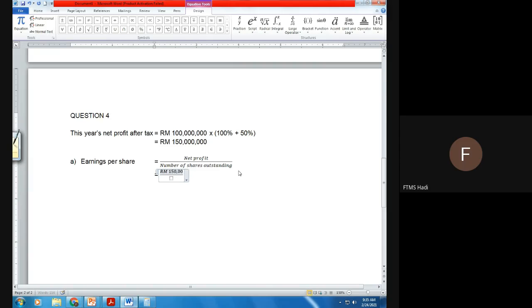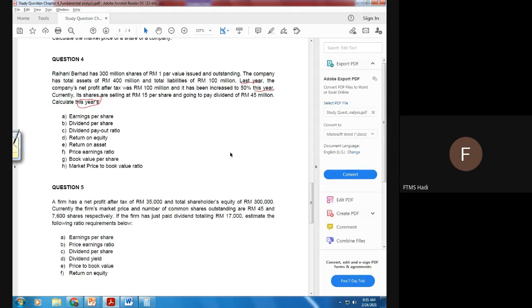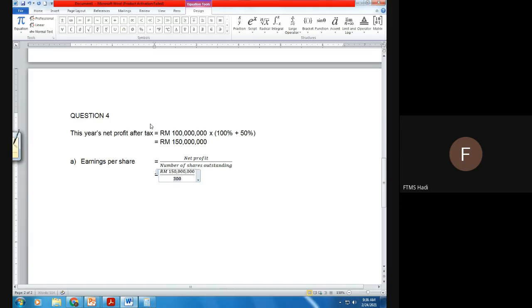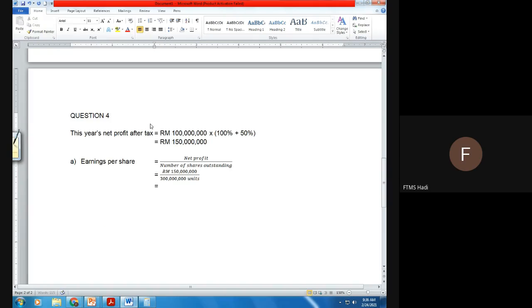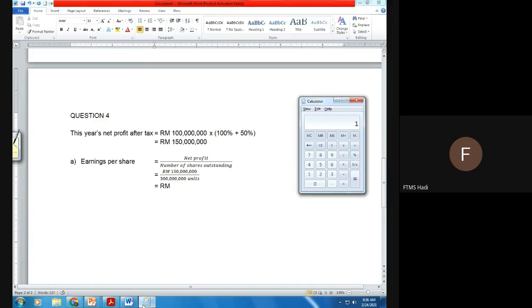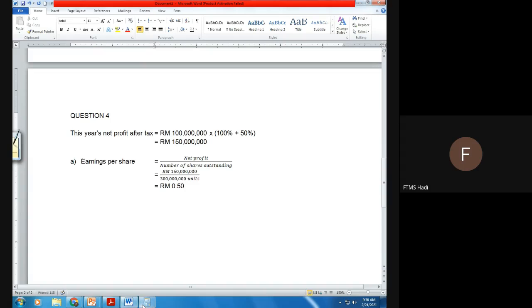150 million divided by number of shares outstanding. Number of shares outstanding dekat sini. This one. 300 million shares of par value issued and outstanding. This one. 300 million units. So, the answer will be RM 150 juta bagi dengan 300 juta. 0.5. 50 sen lah. Ya. 50 sen.